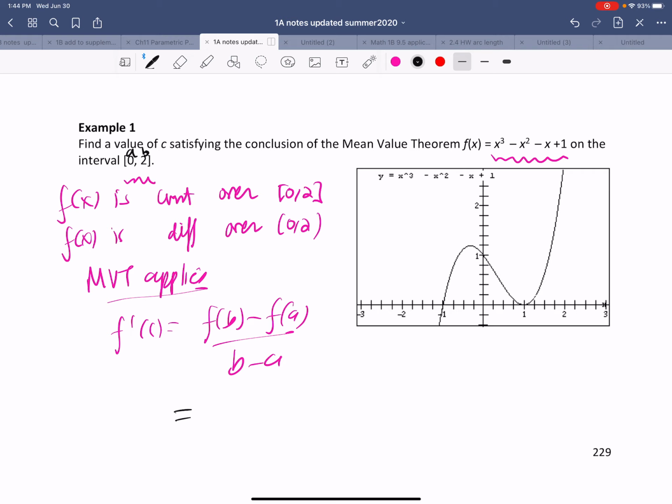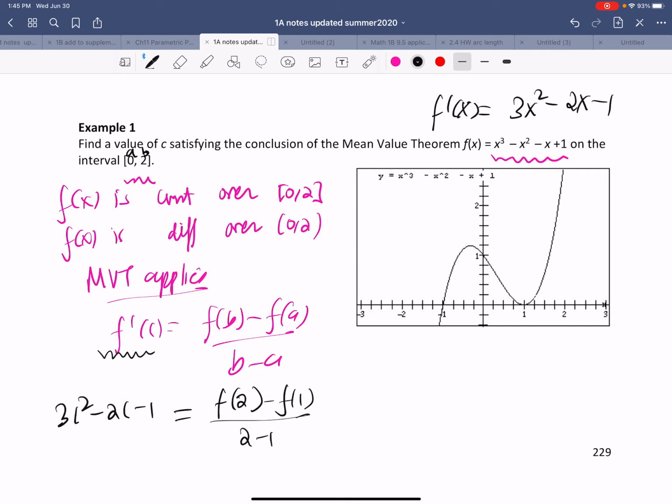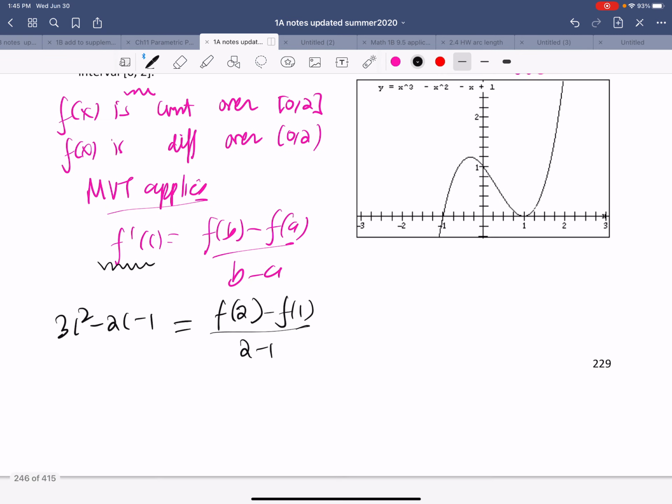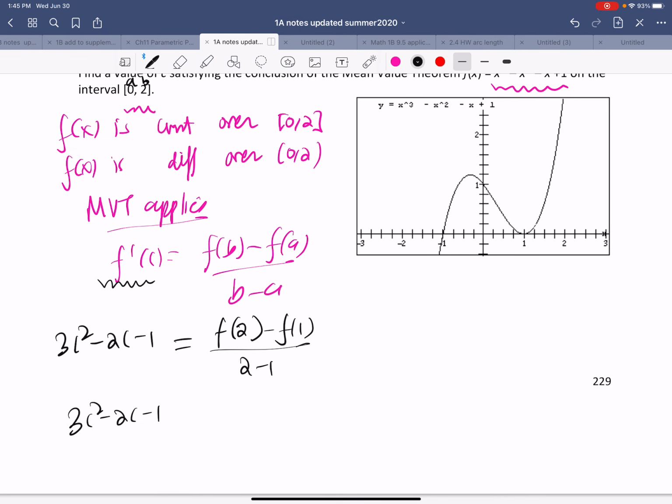That would be f of 2 minus f of 1 over 2 minus 1. And on the left hand side, we would have f prime of c. The f prime of x is 3x squared minus 2x minus 1. So f prime of c would be 3c squared minus 2c minus 1.